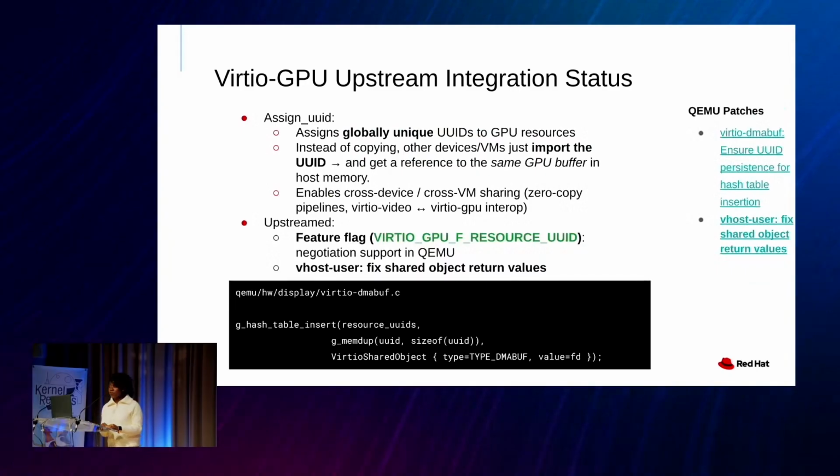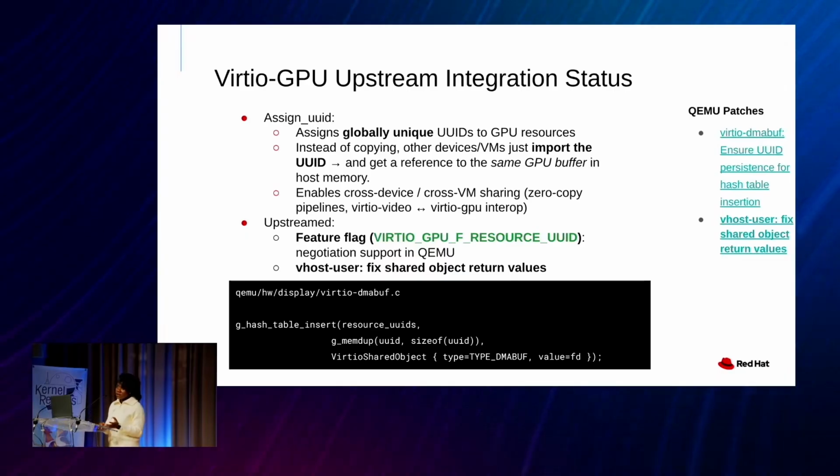Another feature that we've been looking at supporting is the resource assign UUID feature for the vhost-device-gpu. A brief explanation of why this feature is needed and what it does: assign UUID actually lets the guest assign a unique ID to a GPU resource like a blob. The UUID makes the GPU resource discoverable and shareable across VMMs or even across other virtual devices. This is also important for the zero copy sharing of GPU buffers.